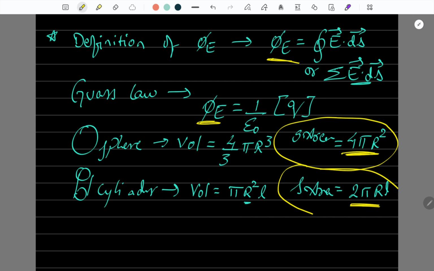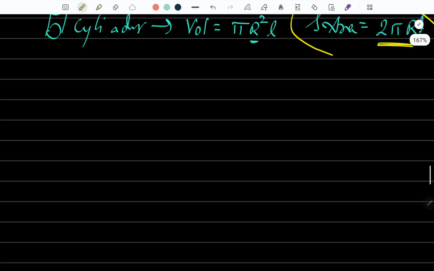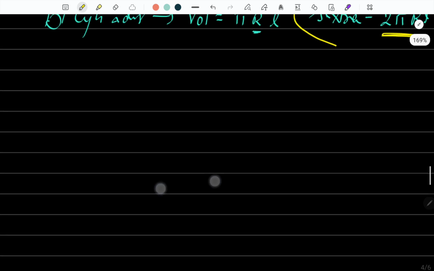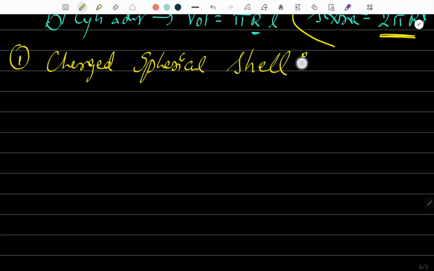Alright, once you are familiar with the formulas which I have told, let us move forward to the first derivation, that is the first application of Gauss law. Let me write down the first application of Gauss law, that is for a charged spherical shell. What will be the electric field due to a charged spherical shell? We need to find out.